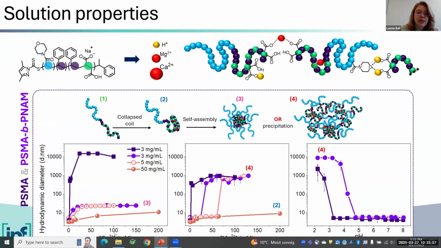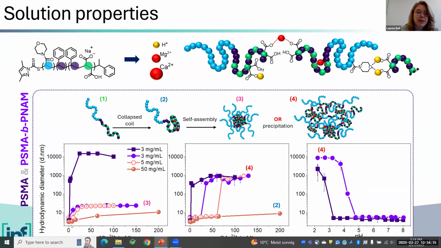So in terms of the calcium sensitivity, we can see at 3 milligrams per mL. This is, by the way, just SMA. So this is not the block copolymer. This is just the SMA copolymer. As soon as you start increasing the calcium, you can see immediately this crashes out of solution by DLS analysis.